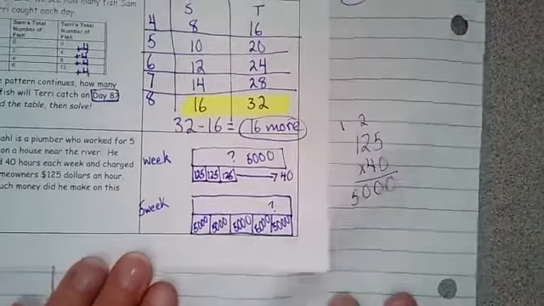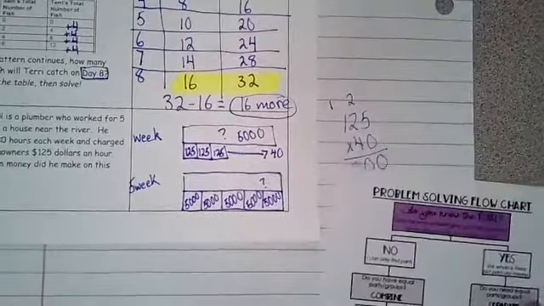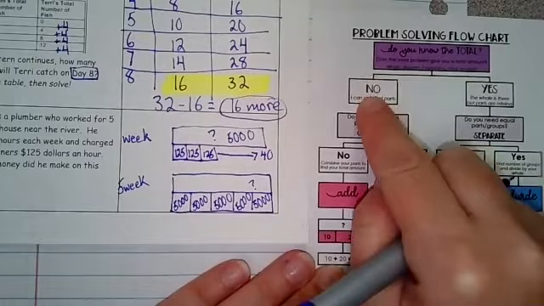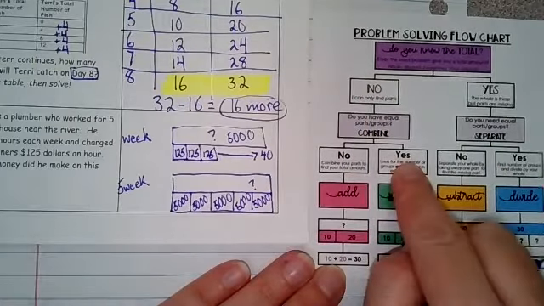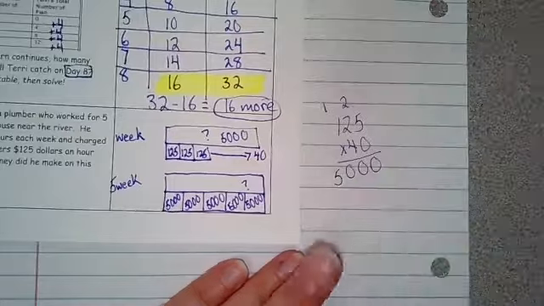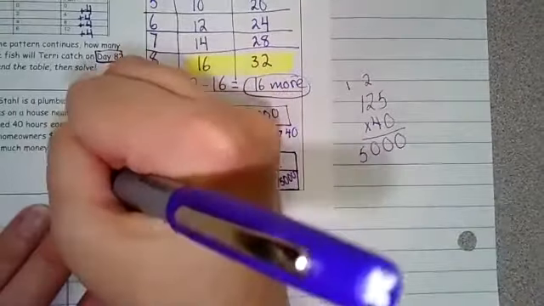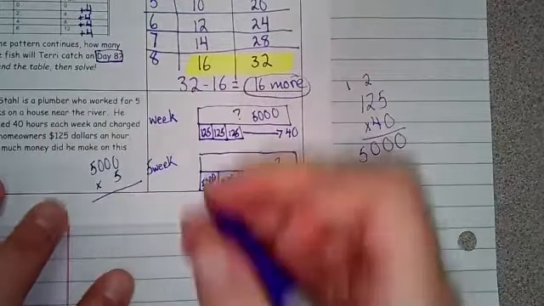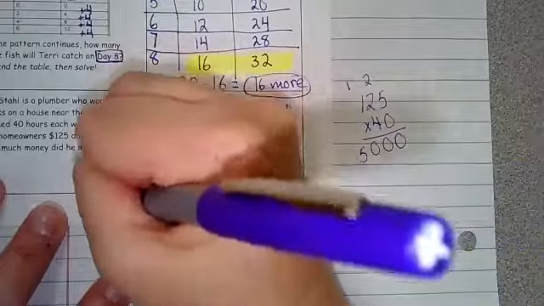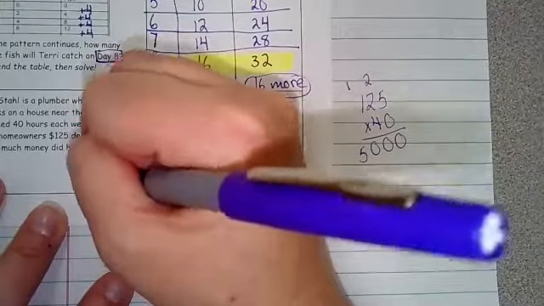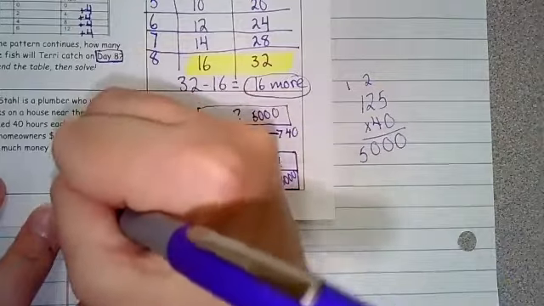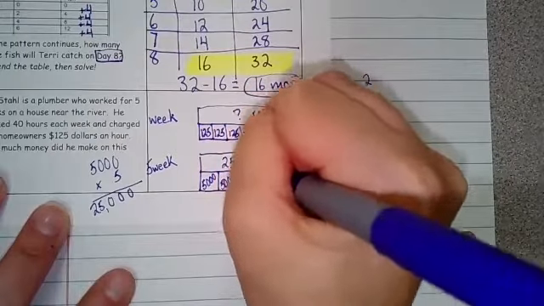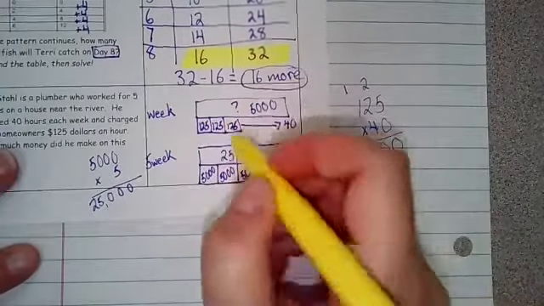Okay, so looking at my problem solving flow chart again, I'm sliding this up here. Do I know the total? No. But do I have equal parts? Yes, so I multiply. So I'm going to take $5,000 and I'm going to multiply it times 5 weeks. Here I go. 5 times 0 is 0, 5 times 0 is 0, 5 times 0 is 0, and 5 times 5 is 25. $25,000 is how much he's going to make over a 5-week period.